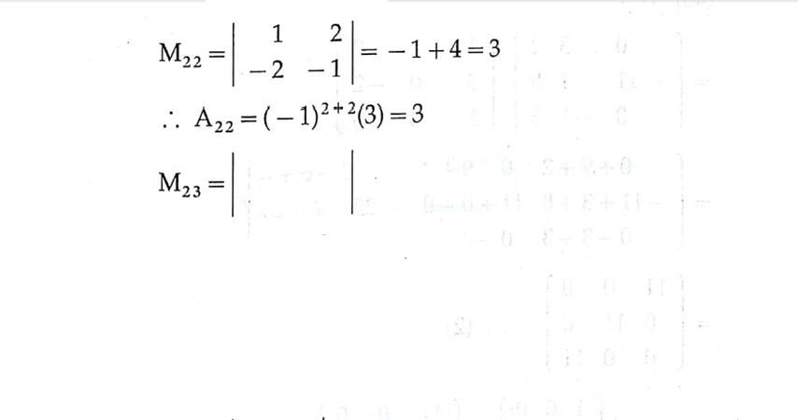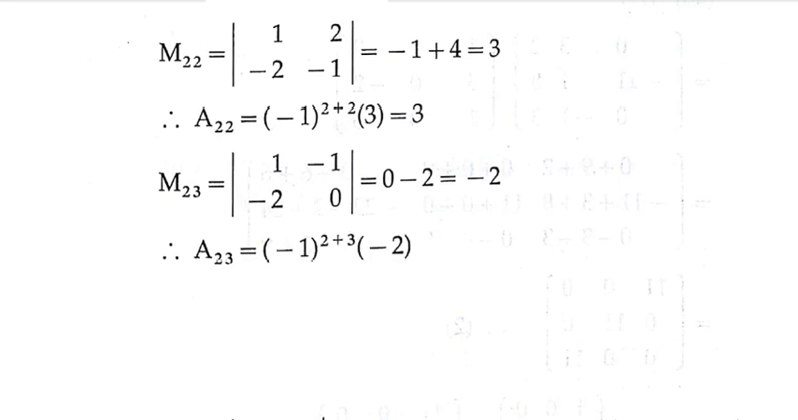Next is M23. After deleting second row, third column, we get 1, minus 1, minus 2, 0, which is equal to 0 minus minus 1 into minus 2, which is plus 2, so it is equal to minus 2. The cofactor A23 is equal to minus 1 raised to 2 plus 3 into minus 2. Because 2 plus 3 is 5, minus 1 raised to 5 is equal to minus 1, and minus 1 into minus 2 results in plus 2.